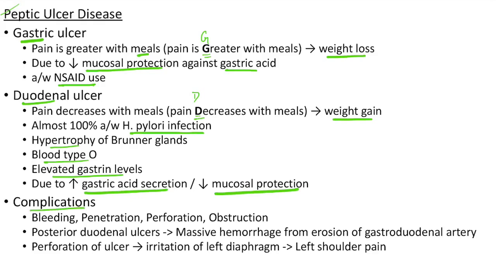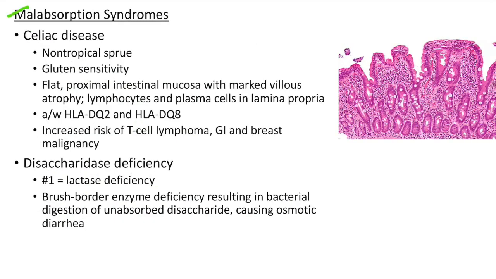Now let us see about the complications of peptic ulcer disease. It can lead to bleeding, penetration, perforation, and obstruction. In case of posterior duodenal ulcers, there can be massive hemorrhage from erosion of gastroduodenal artery. Perforation of ulcer can lead to irritation of left diaphragm, causing left shoulder pain. Now let us see about malabsorption syndromes. First, let us see about celiac disease.